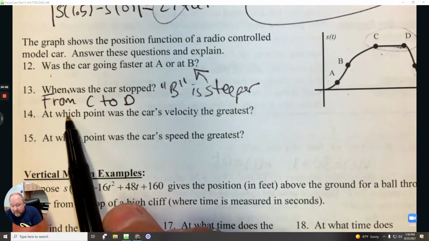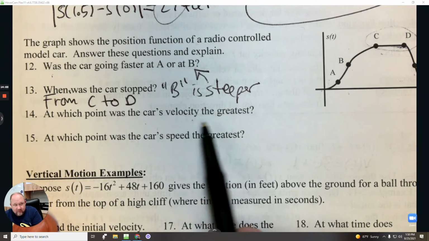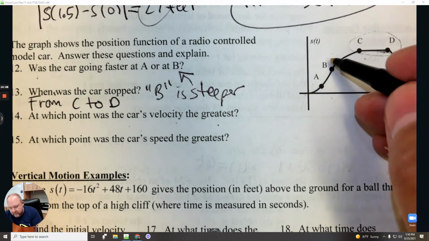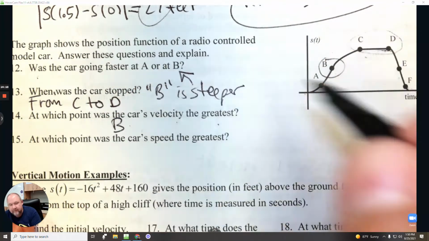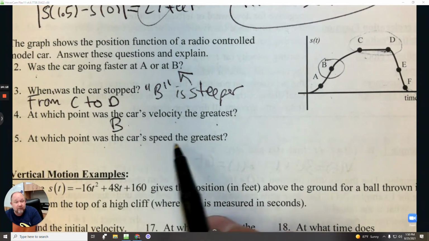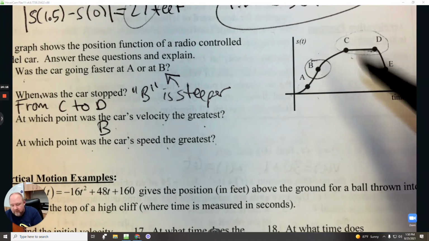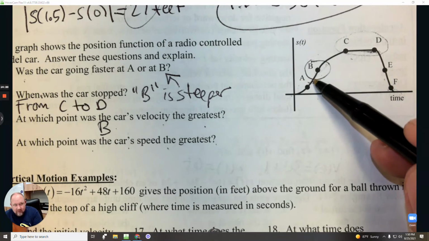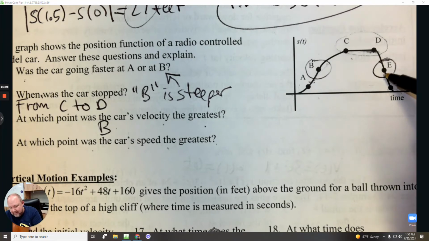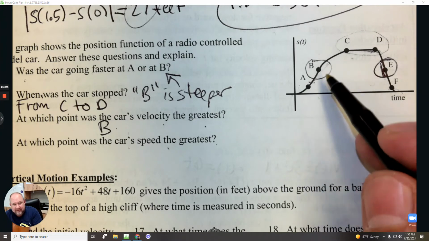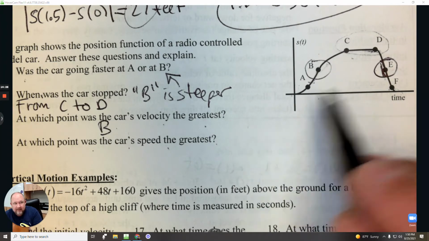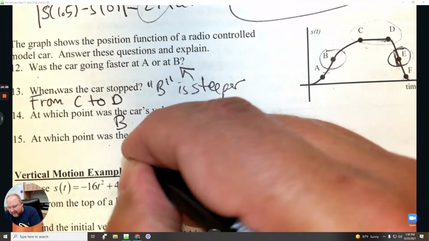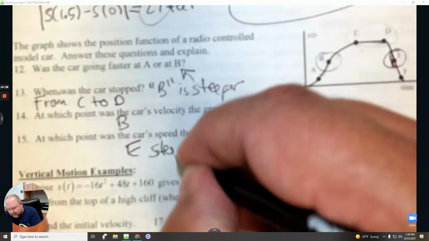Number 14, at which point was the car's velocity the greatest? So where is the steepest positive slope? That's going to be at B. At which point was the car's speed the greatest? For this one, it could either be positive or negative. Which one is steeper in either direction? And so E, if you drew it, is a little steeper than B. Speed is the absolute value, so it changes it to a positive number. So at E is the steepest part of the graph.